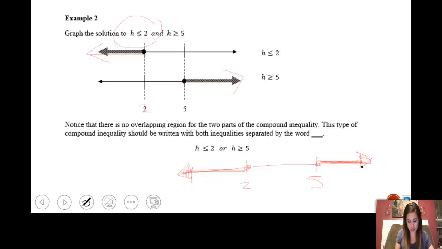So it says here, notice that there is no overlapping region for the two parts of the compound inequality. This type of compound inequality should be written with both inequalities separated by the word or. So x is less than 2 or x is bigger than 5.